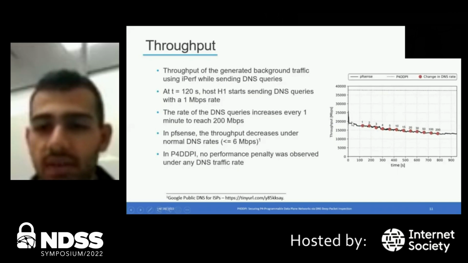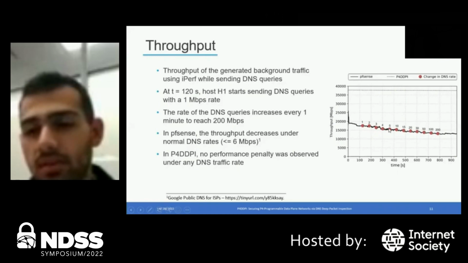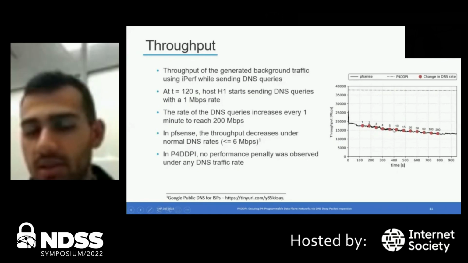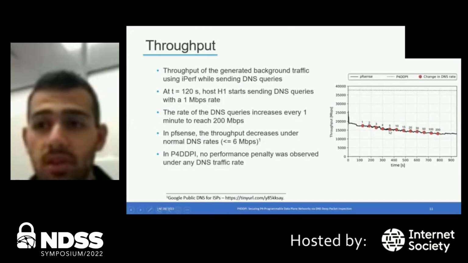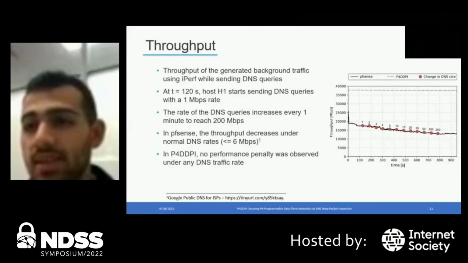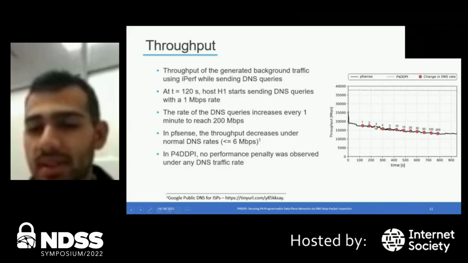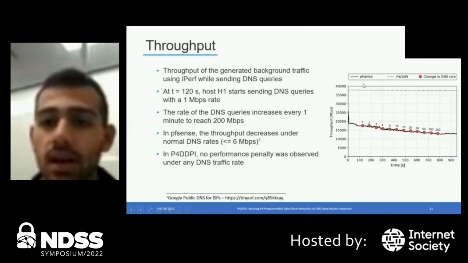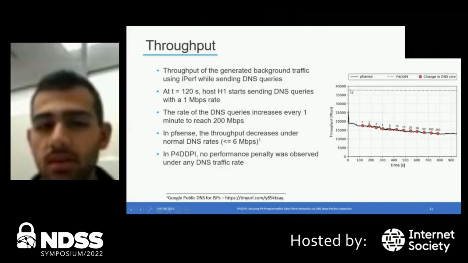As we can see here, the throughput of pfSense started decreasing when the DNS rate was below 6 megabits per second, which is considered normal according to Google. That means just enabling DNS inspection in pfSense would really degrade the throughput. On the other hand, in P4DDPI, no performance penalty was observed.